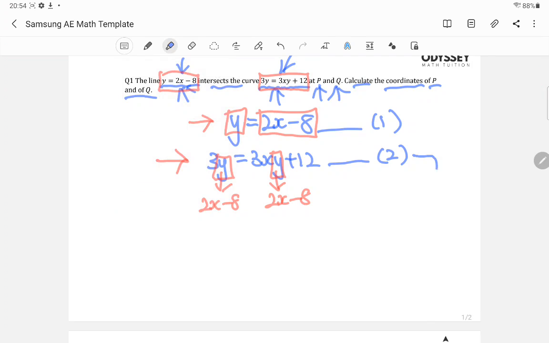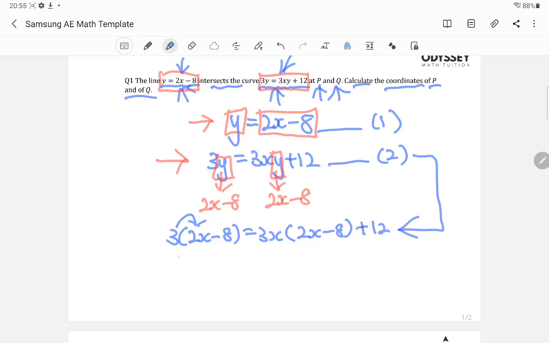So equation 2 becomes 3 bracket 2x minus 8 bracket equals 3x bracket 2x minus 8 bracket plus 12. 3 times 2x, we get 6x. 3 times minus 8, we get minus 24. And 3x times 2x is 6x squared. 3x times minus 8 is minus 24x. And finally, we have our plus 12.